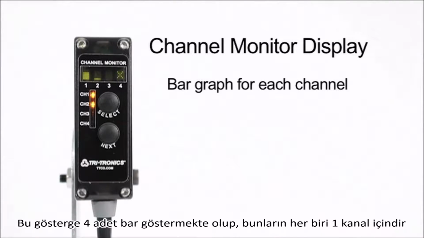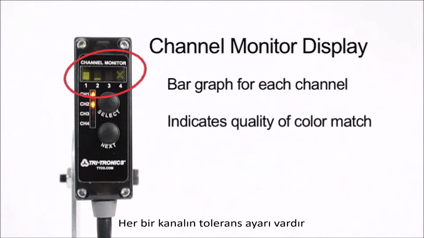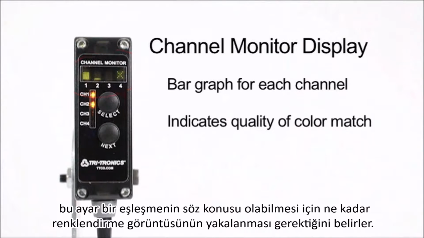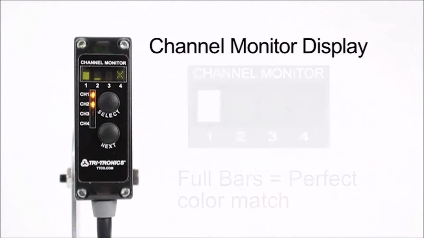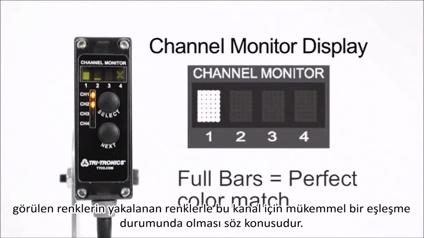This display shows 4 bar graphs, one for each channel, that give an indication of the quality of the color match on each channel. Each channel has a tolerance setting that determines how close the color in view needs to be to the captured color to be considered a match. When the bar graph display is full to the top, the color in view is a perfect match with the captured color for that channel.